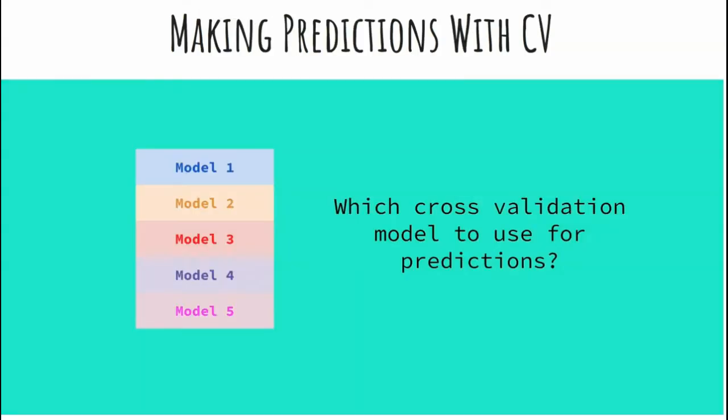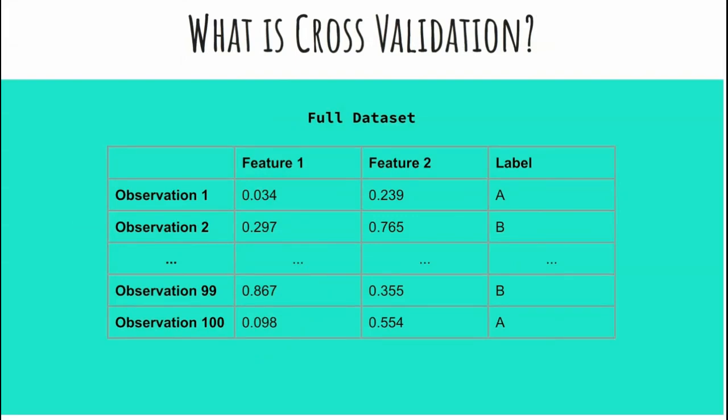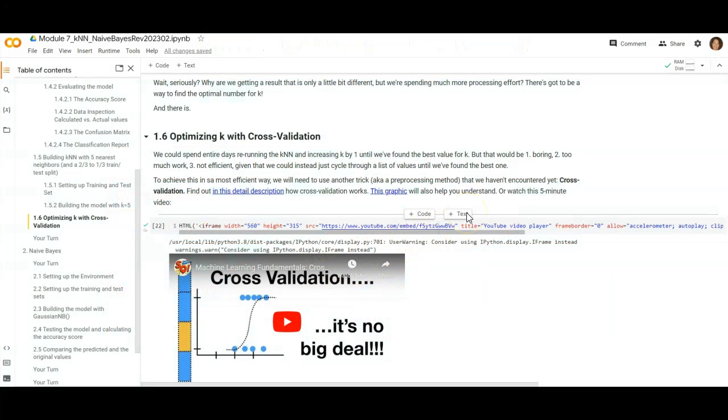So you may be thinking, okay, so now I have 5 models. I only want to use one model to make my predictions. How does that work? Well, we're not going to use one of the cross-validation models for predictions. Cross-validation is only for model evaluation, not for model building. Once we have a fair evaluation, we can go back to our full data set and train our model on 100% of the data.